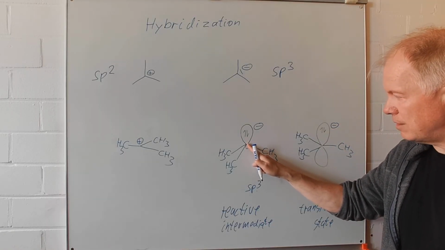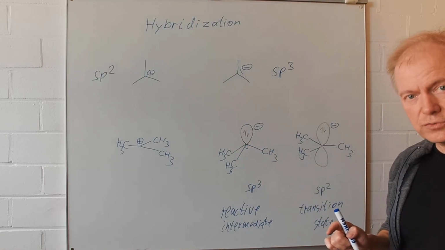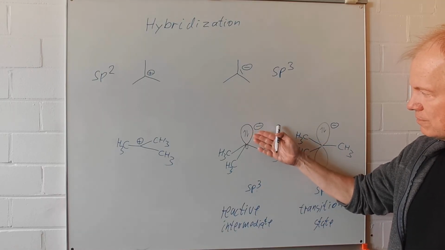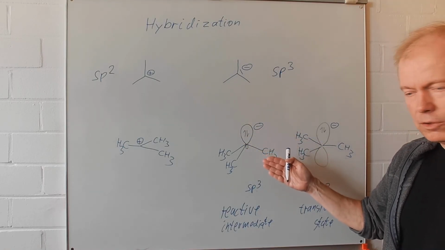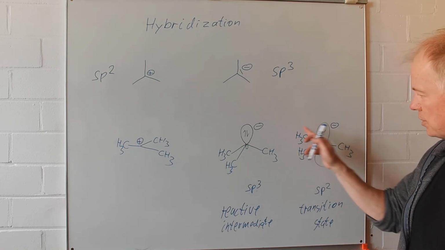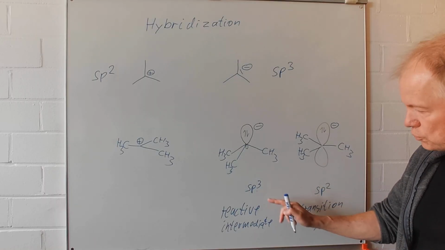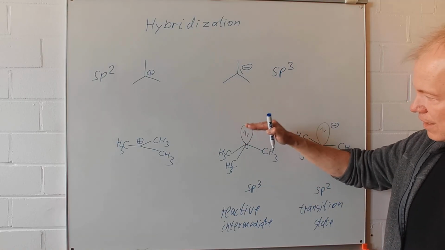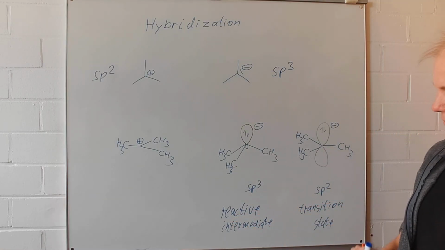Here, that carbon will move through the plane of those three carbons, and then the bigger orbital lobe will be on the other side. And this situation is just the transition state between the two reactive intermediates, either here on top with this lobe or on the other side at the bottom.